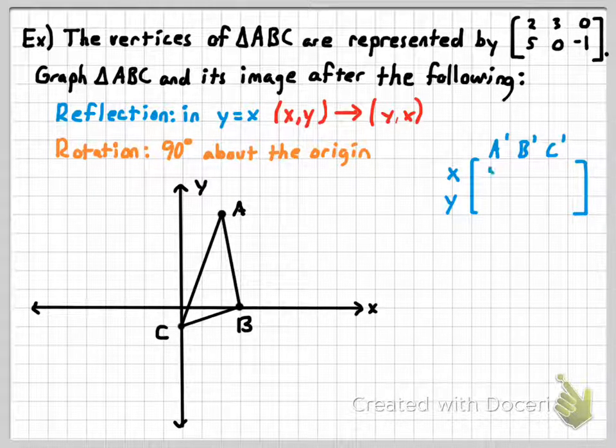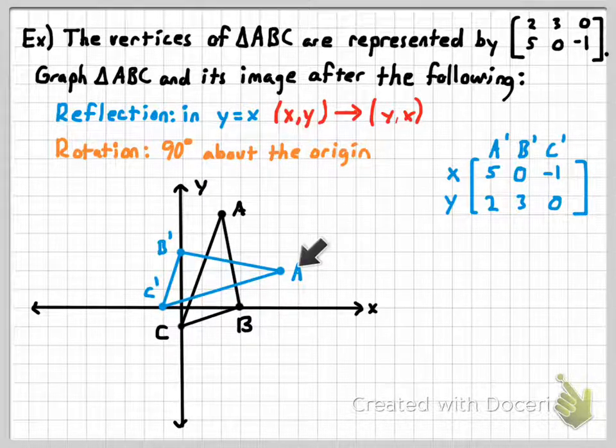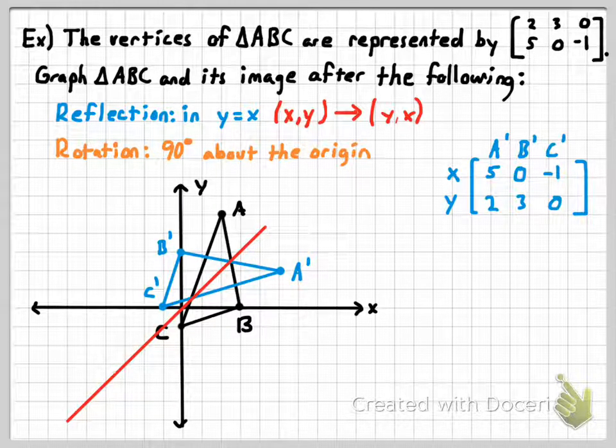So the point 2, 5, after the reflection will become 5, 2. Then we would get 0, 3 for B prime, and then -1, 0 for C prime. Go ahead and graph that. There's the first image in our composition, just after that reflection in the line y equals x. I'm going to erase this in a moment, but just to remind you, here's the line y equals x. Hopefully you can see the symmetry between the two triangles in relation to that line. Okay, I don't want to have too much in the picture though, so I'm going to go ahead and erase that.